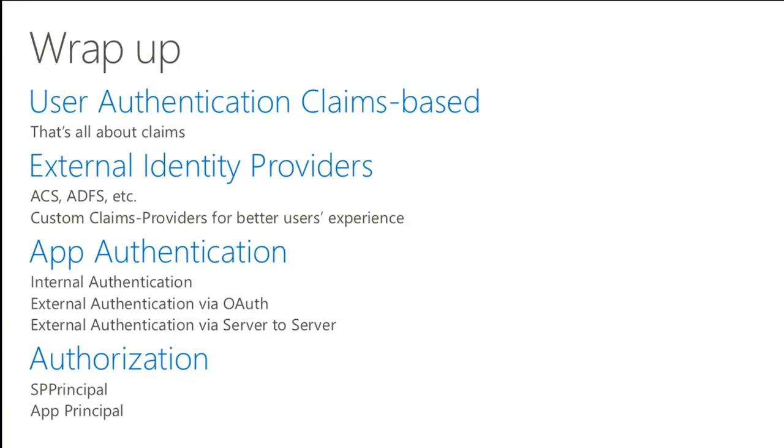We should create a custom claim provider to better support our user experience. And in the app authentication field, we have three flavors of app authentication: the internal one, the external one based on OAuth, and the external one via server to server. From an authorization perspective, we have the SPPrincipal for authorizing users and groups, and we have the app principal. SPAppPrincipal is the class under the covers in order to authorize apps and to grant permission requests to apps.